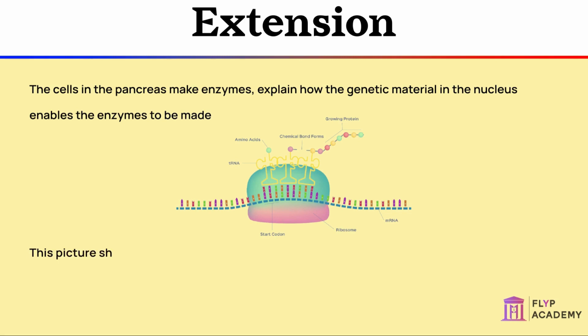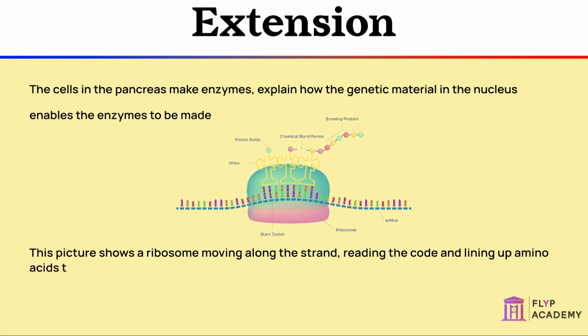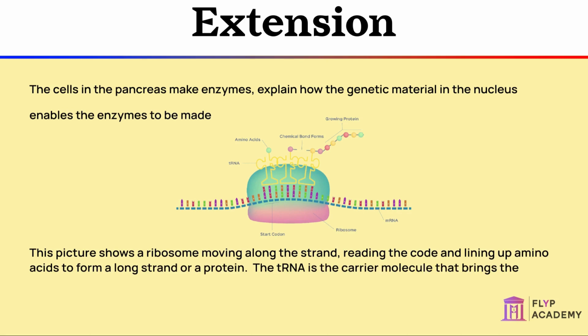This picture shows a ribosome moving along the strand, reading the code and lining up amino acids to form a long strand or protein. The tRNA is the carrier molecule that brings the amino acids. If the DNA code is not correct due to a mutation, the wrong amino acid could be included, leading to a different protein being produced.